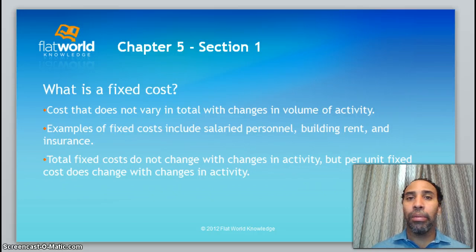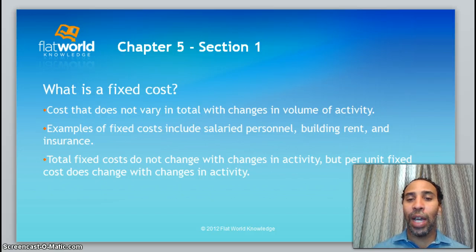Building rent, right? You can't go to the landlord and say, hey, you know what, I only sold one bike this month. Can you give me a break on my lease? No. Whether you sell one bike or 50 bikes, it's still going to cost $1,000, because you're not going to go to him and say, I sold 100,000 bikes this month, let me give you extra rent. Are you? Just think about it. And insurance, right? You're going to have your insurance no matter what.